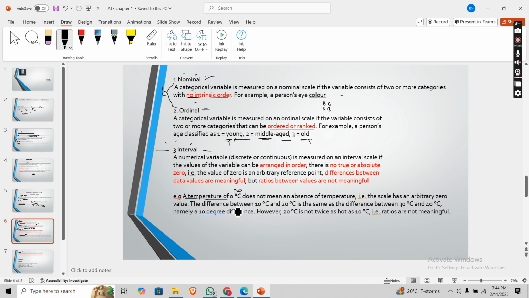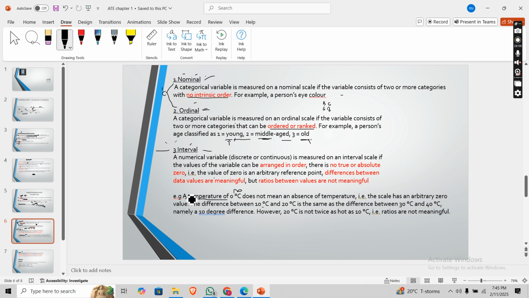And then the second standard says that the difference between the data values is meaningful. Let's just check that. The difference between 10 degrees and 20 degrees Celsius is the same as the difference between 30 degrees Celsius and 40 degrees Celsius. So the standard number 2 is met.